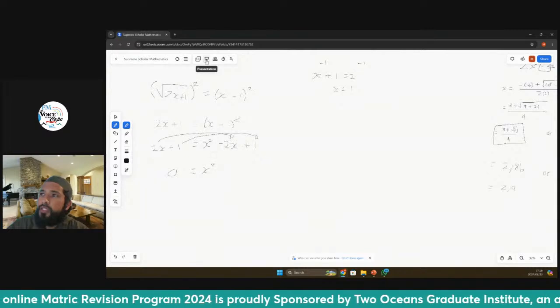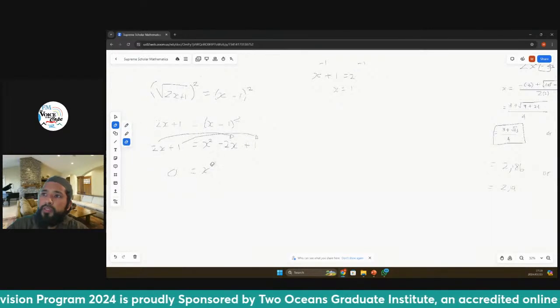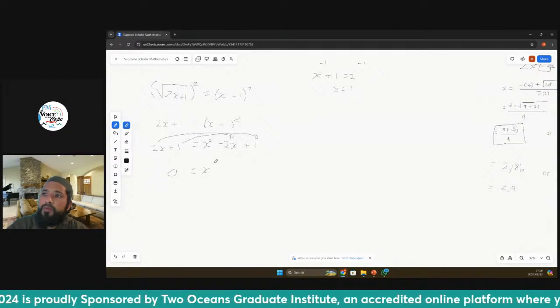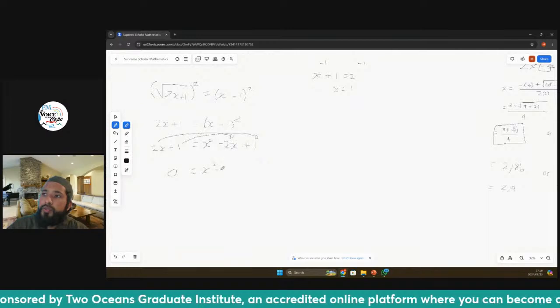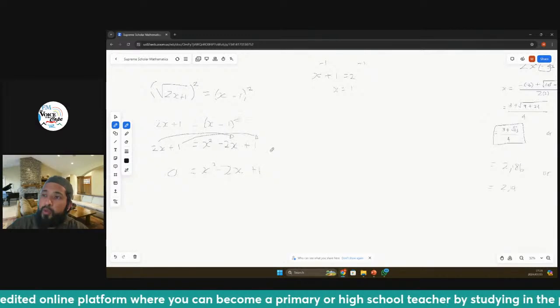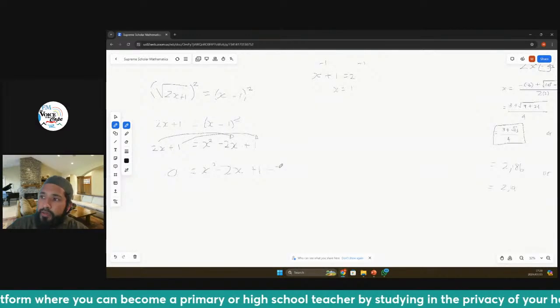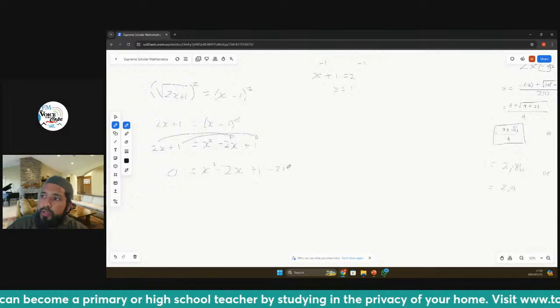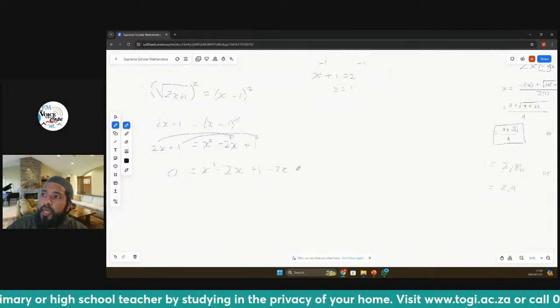Sorry, that looks like a 3. Give me... We have x squared here minus 2x. And minus 2x plus 1. Let's do that. And then I brought the 2x over, so it became negative 2x. Remember, when you take over the equal sign, the sign changes, and you got minus 1.